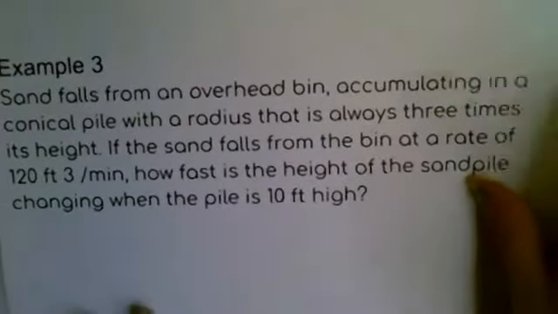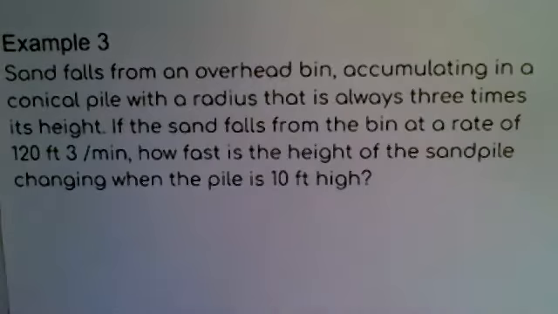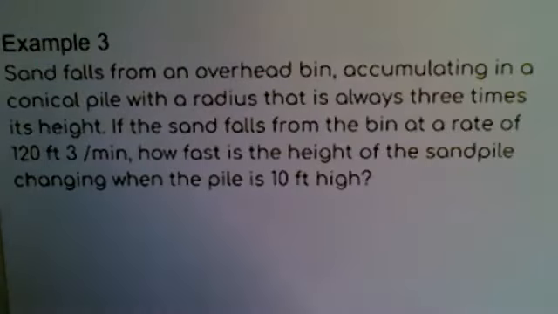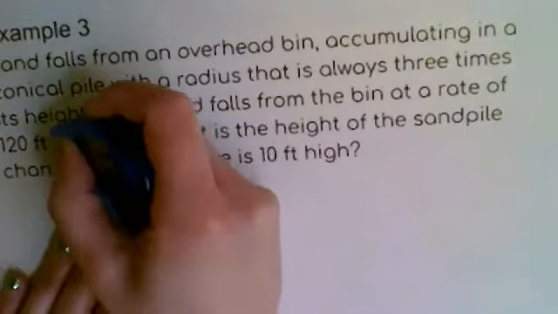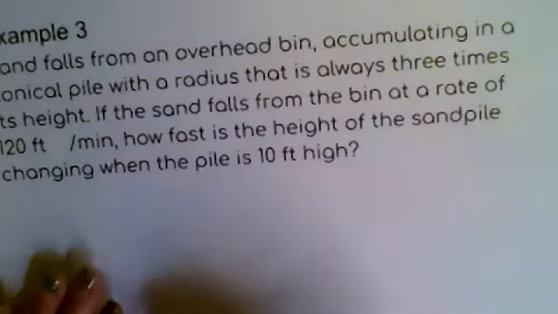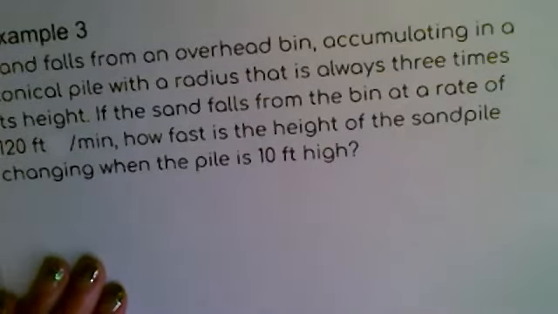Okay, example 3. Sand falls from an overhead bin, accumulating into a conical pile with a radius that is always equal to 3 times the height. If the sand falls from the bin at a rate of 120 feet cubed per minute, how fast is the height of the sand pile changing? Okay. So one thing I want to point out, this should be cubed. I think when I copied it over, it did not copy nicely.